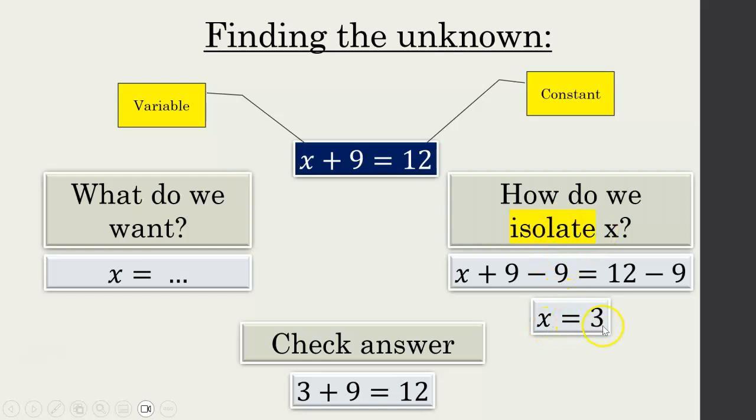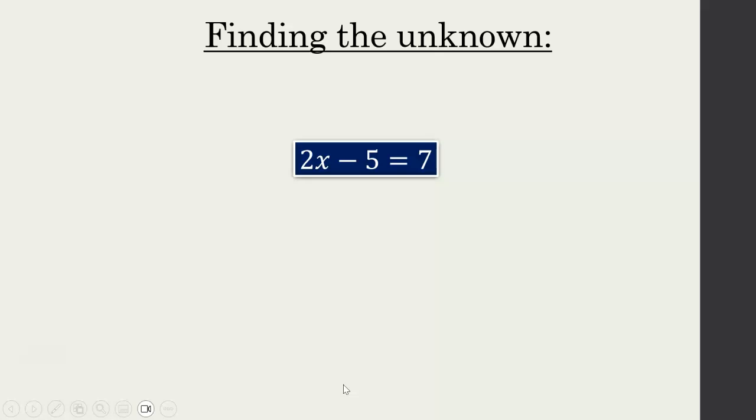So we want x is equal to something. Then when we have a final answer, we can check it just to make sure that we're right. So, what about this one? 2x minus 5 is equal to 7. A little bit more tricky, especially if we were trying to just plug in numbers, so substitute numbers.